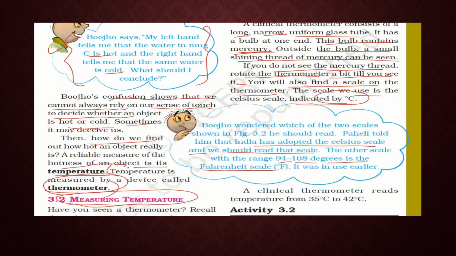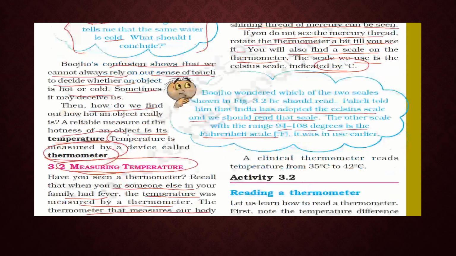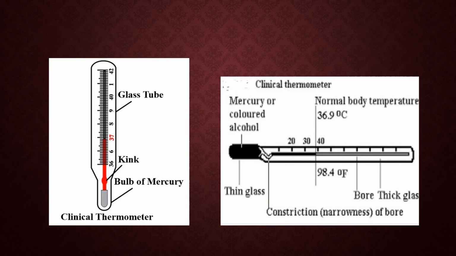Okay, so let us move on now to the clinical thermometer slide. Now here you see, this is a clinical thermometer. It has only the Celsius scale, starting from 36 degrees to 42 degrees. So here the normal body temperature will be 37 degrees Celsius. This is the bulb of mercury. This is the kink or constriction, what we call, this is the glass tube, and this is the narrow uniform tube inside.